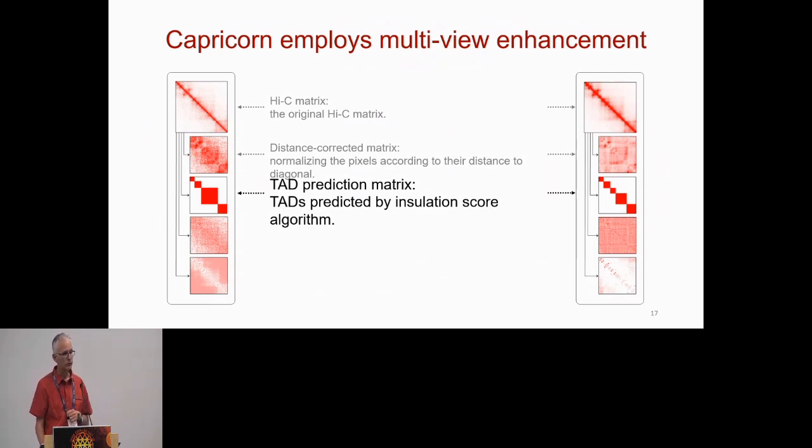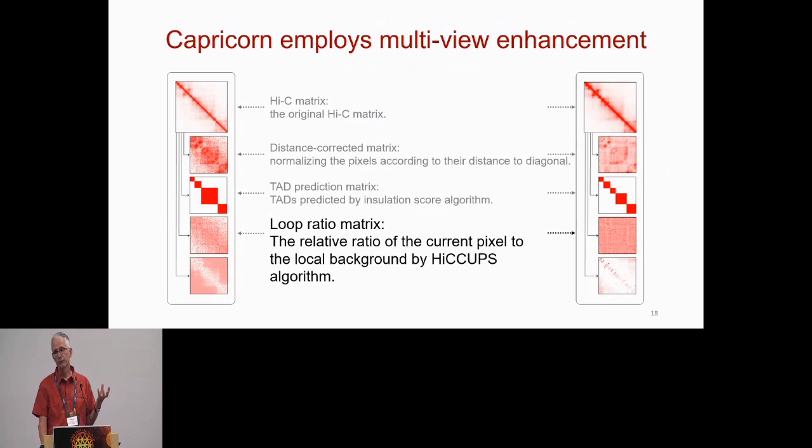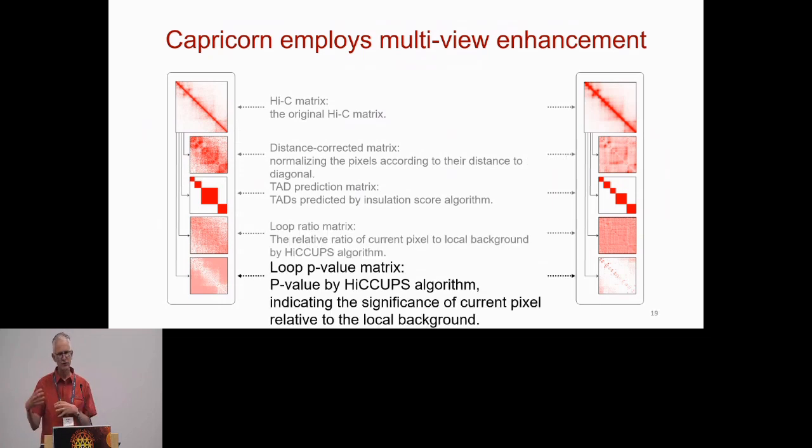And then there are 2 different scores that are derived from one of the first loop calling algorithms. The algorithm is called HiCCUPS, and it has a score that is the relative ratio of the current pixel to the local background with respect to the model that HiCCUPS uses. So it's how loopy we are at this particular position. And then there's a p-value version of that, where there's a null distribution to tell you how significant that loopiness is. Okay, so we're going to take all of those as input and also all of those as output.